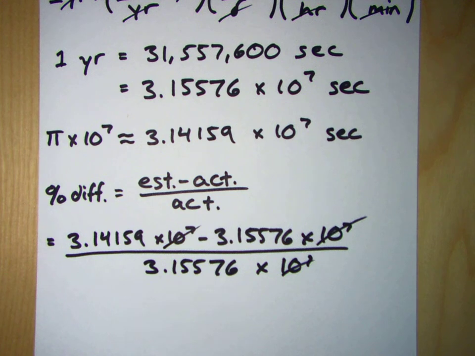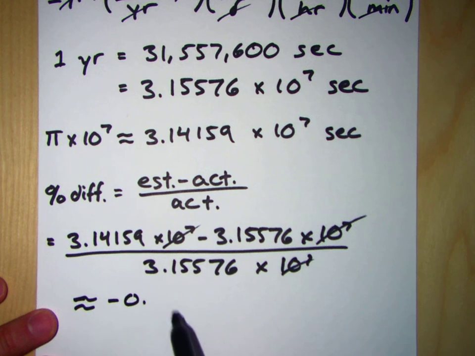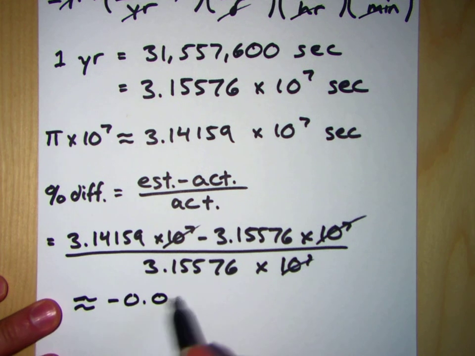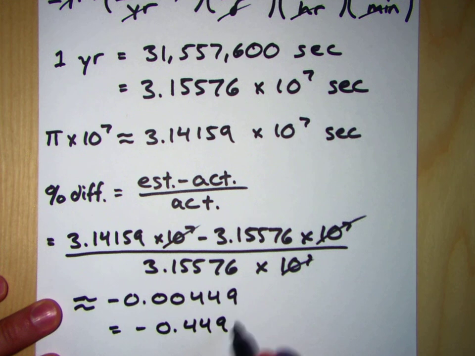So we can just say 3.14159 minus 3.15576, divided by 3.15576. And I get, this is about equal to minus 0.00449, or minus 0.449%.